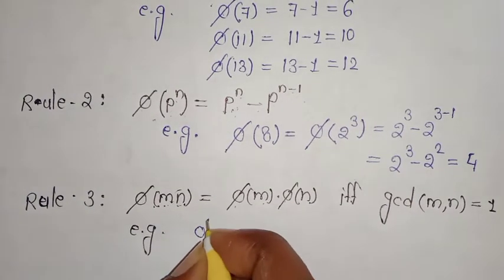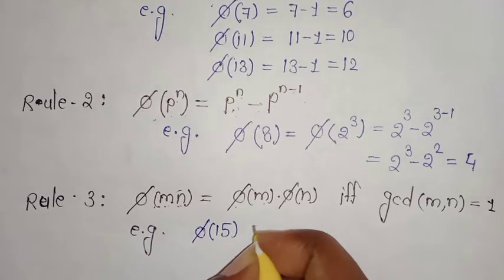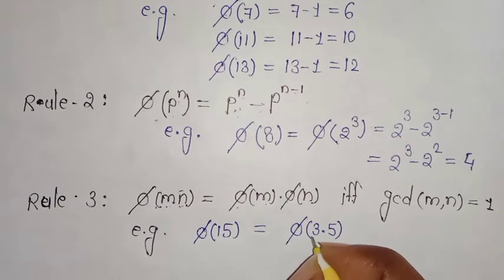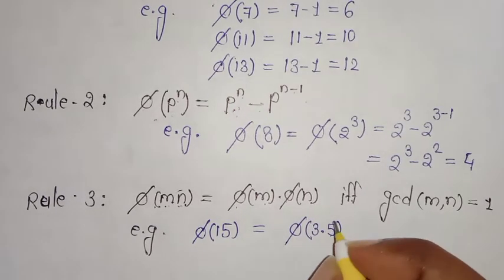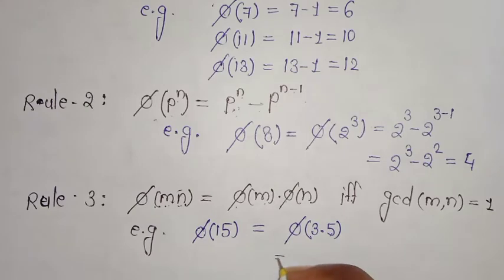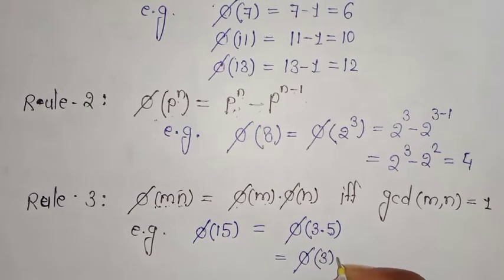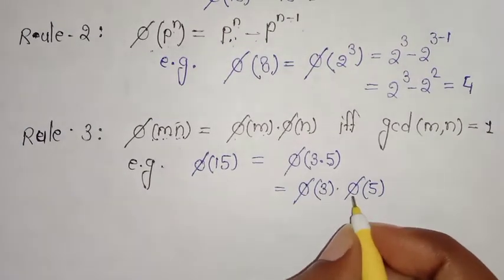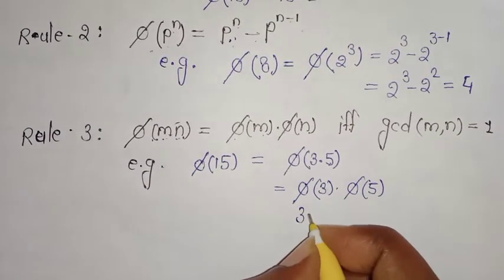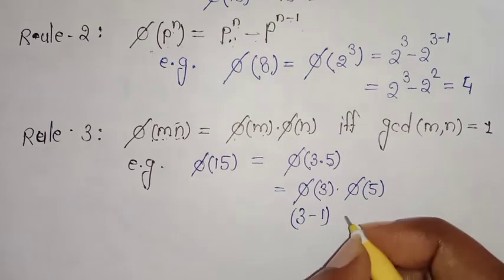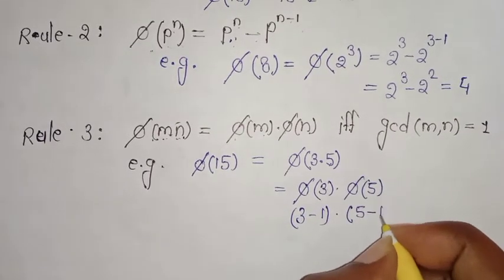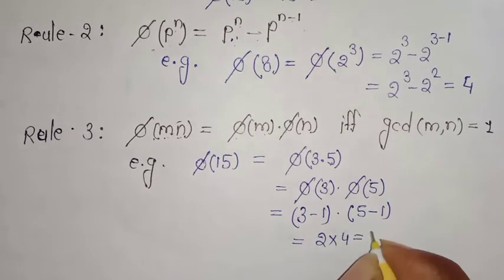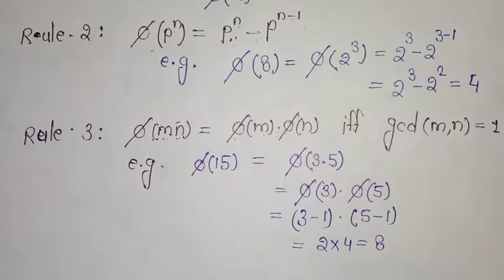I will take some examples. Phi of 15. Now 15 can be written as phi of 3 times 5. Since 3 and 5 are relatively prime, since their GCD is 1, we can write it as phi of 3 times phi of 5. Now this is prime, this is also prime, so by applying rule number 1 we can write it as 3 minus 1 and 5 minus 1. So this gives 2 into 4, that is 8. So phi of 15 is equal to 8.